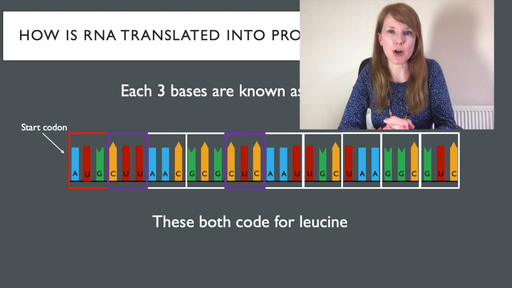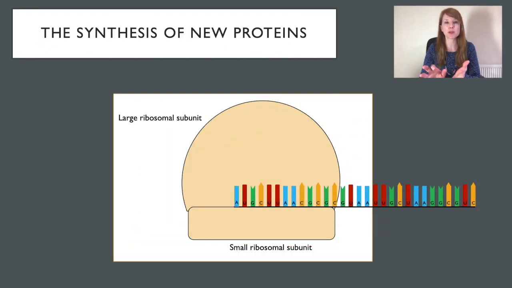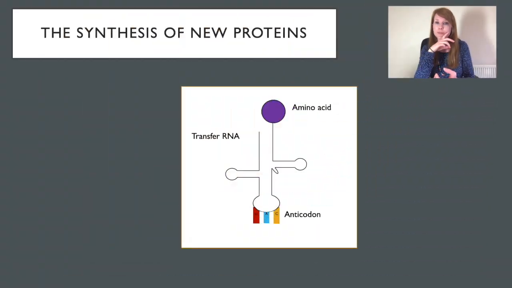And once the messenger RNA reaches the ribosome and the ribosome complex is formed, made up of a small ribosomal unit and a large ribosomal unit, once they've come together, they start to move along the RNA and translate this into amino acids. This is done by transfer RNAs, as you can see here in my diagram.